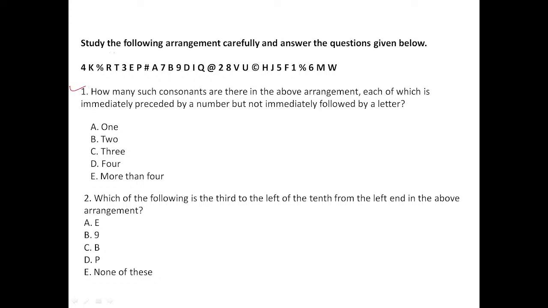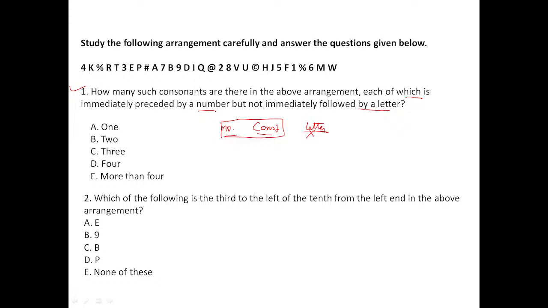See, how many such consonants are there in the above arrangement, each of which is immediately preceded by a number but not immediately followed by a letter? So there are some consonants which are immediately preceded by a number but not followed by a letter. Whether it is a vowel or consonant following, we will not take this into account. That means the only part here is a number followed by a consonant, that is it. Or you can say a consonant preceded by a number itself.